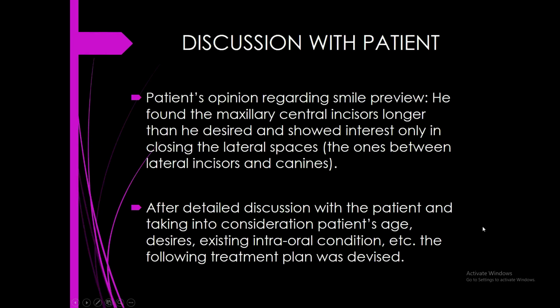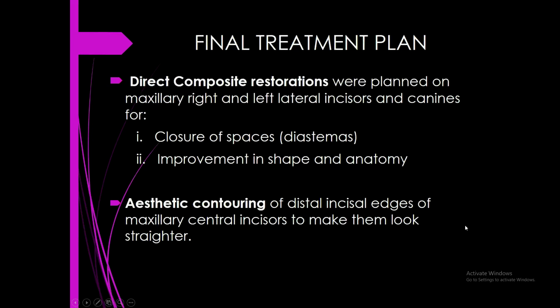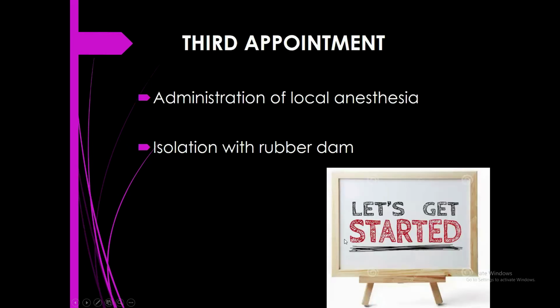After detailed discussion with the patient and taking into consideration the patient's age, desires, and existing intraoral condition, the following treatment plan was devised. The final treatment plan involved direct composite restorations on the maxillary right and left lateral incisors and canines for closure of the spaces, that is diastemas, and also to improve the shape and the anatomy. For the central incisors, as the patient refused any kind of restoration, we just did some aesthetic contouring of the distal incisal edges to make them look straight.